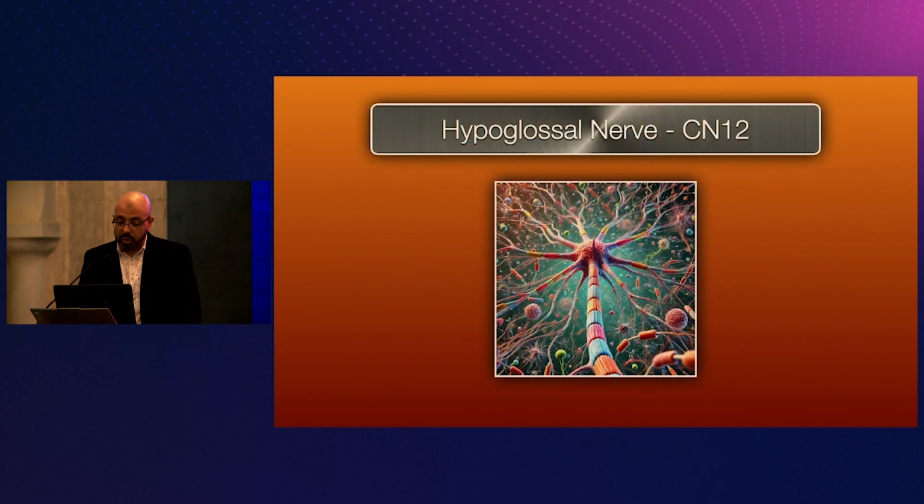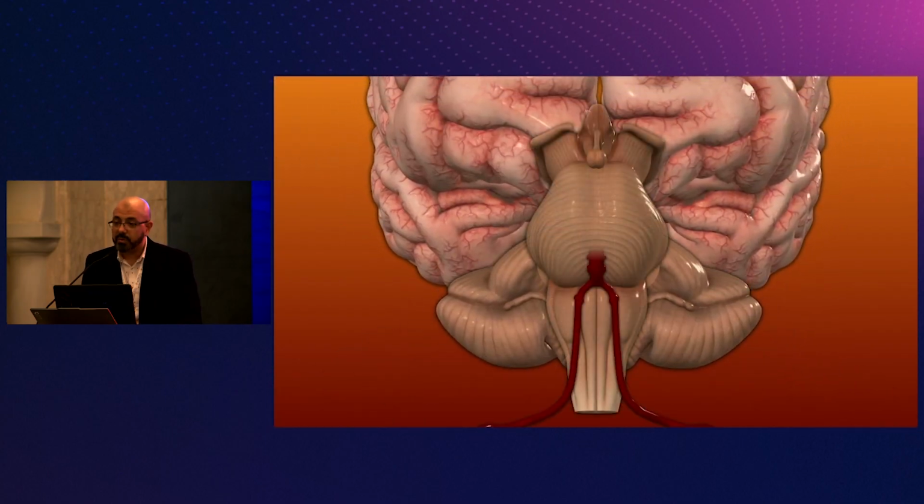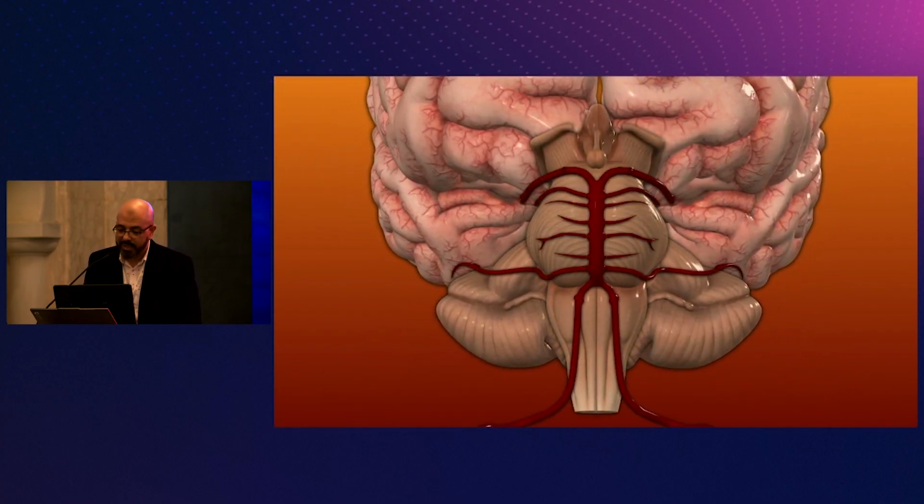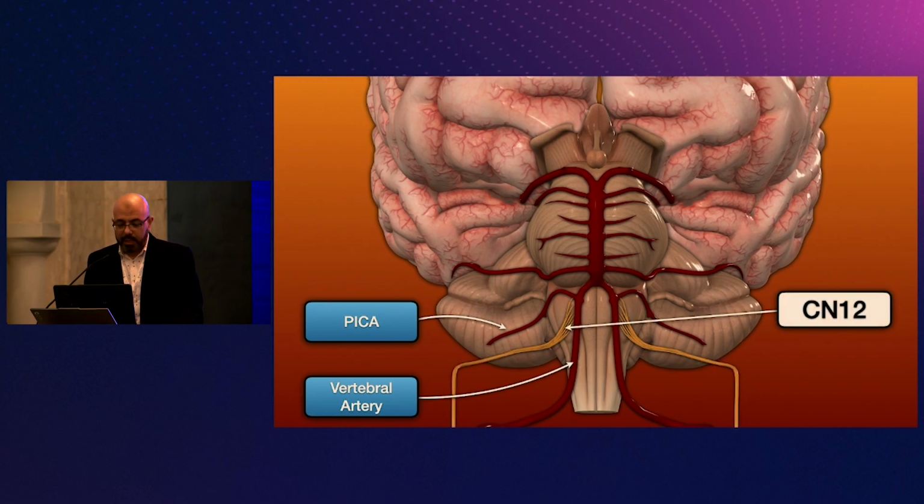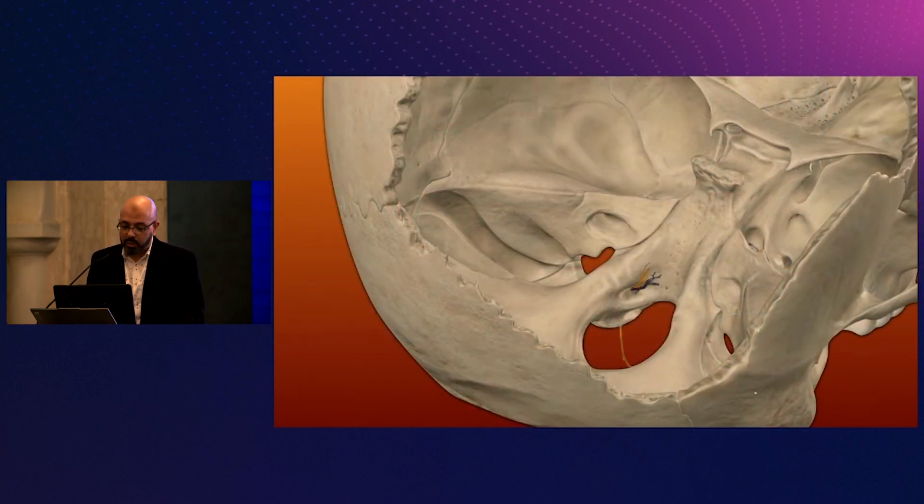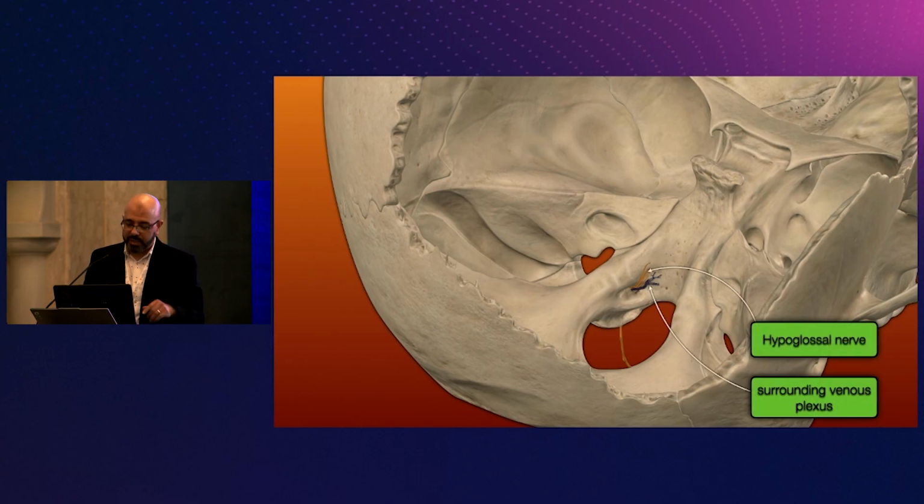The last nerve is number 12, the hypoglossal nerve, and it arises from multiple nuclei in the lower part of the medulla oblongata. It enters the basal cisterns. It passes through the space between two important arteries, the posterior inferior cerebellar artery (PICA) and the vertebral artery. That's a clue for us to look for the nerve before it reaches the hypoglossal canal. After that, it will exit through the hypoglossal foramen alongside the surrounding venous plexus.